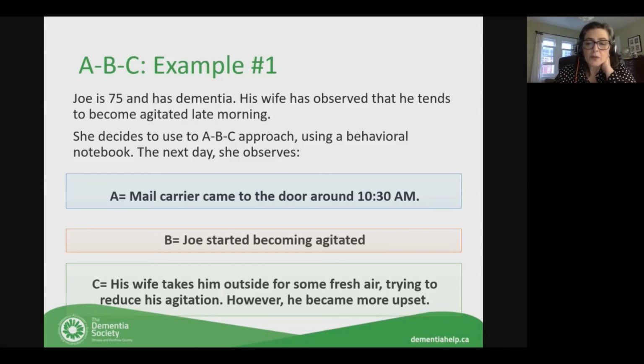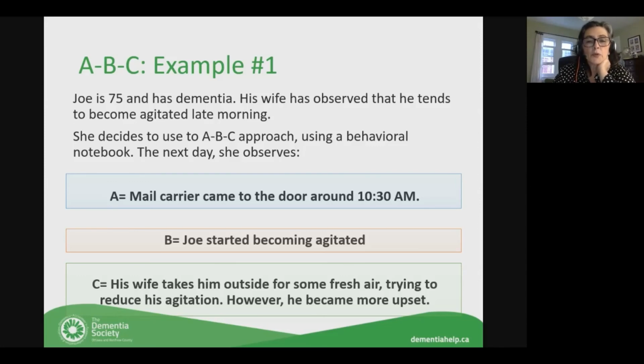So his wife figures, maybe it's the mailman, and so she's not going to have him in the house. She'll have him outside at that time. That's maybe the thing that bothers him. So she takes him outside for some fresh air, thinking that that will make the difference because he's avoiding the mailman. But she notices that Joe becomes more upset.